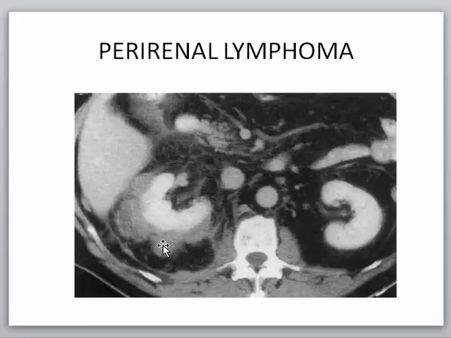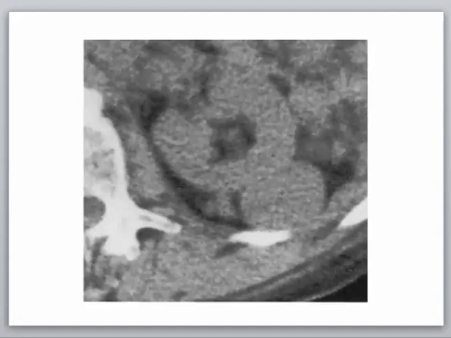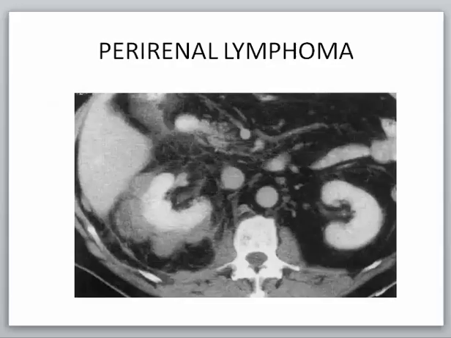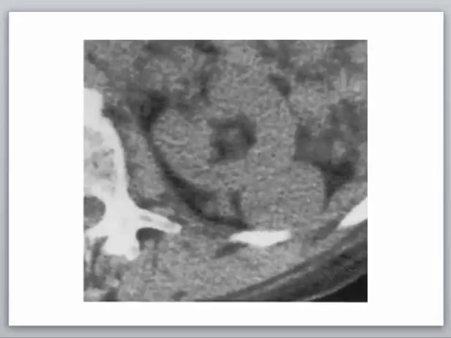So this is an appearance, and this is the other appearance, perirenal lymphoma, and this is the third one, just a layer of encasement, lymphoma of the kidney. So we have 3 or 4 appearances now. 1, 2, 3. All are due to perirenal lymphoma.